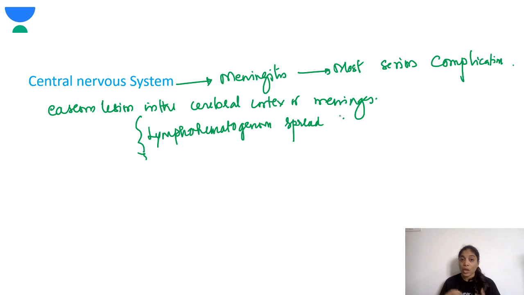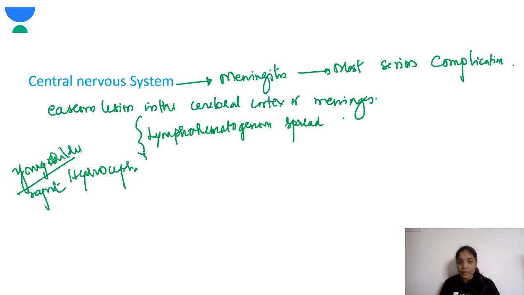Now, here what happens? In infants and young children, there is rapid progression to hydrocephalus. There could be raised intracranial pressure, and as a result, they can have seizures. They could have changes in their tone. There could be hypertonia.